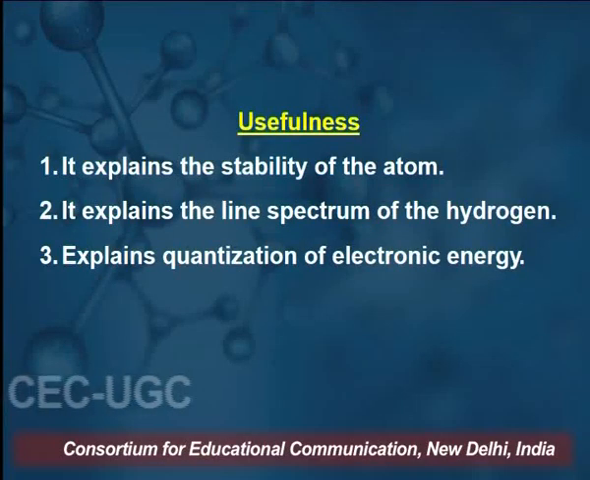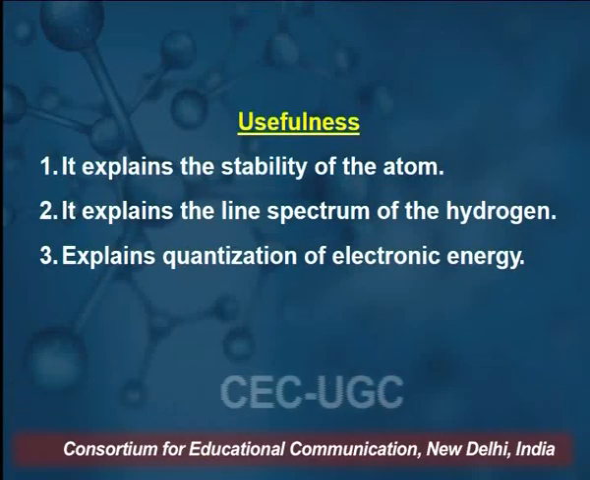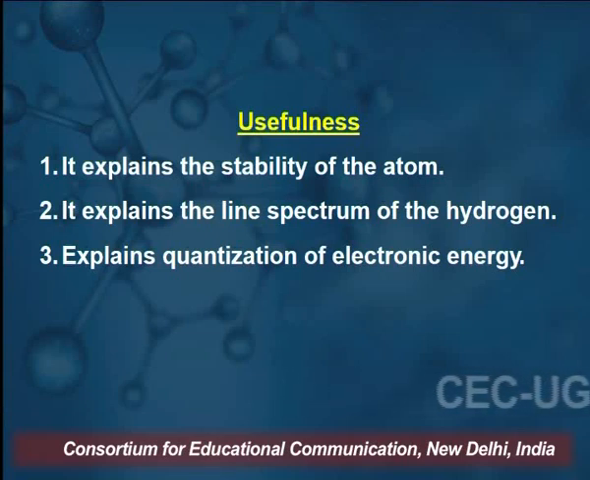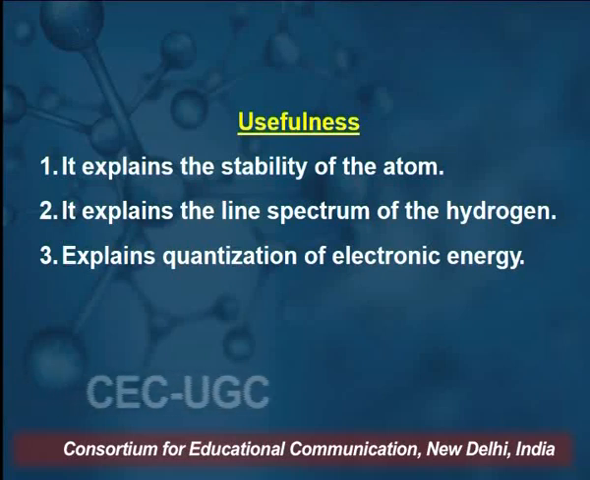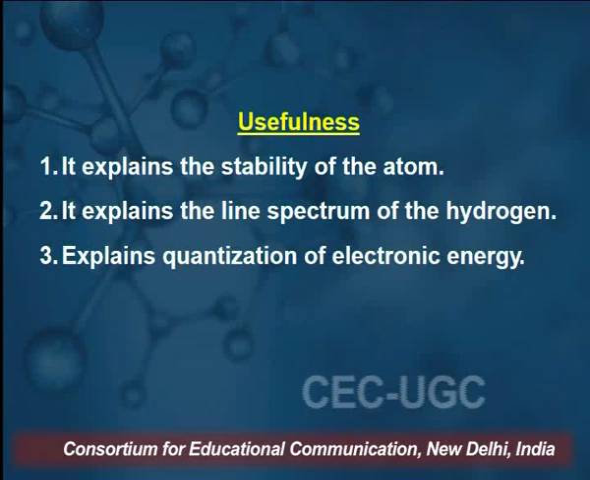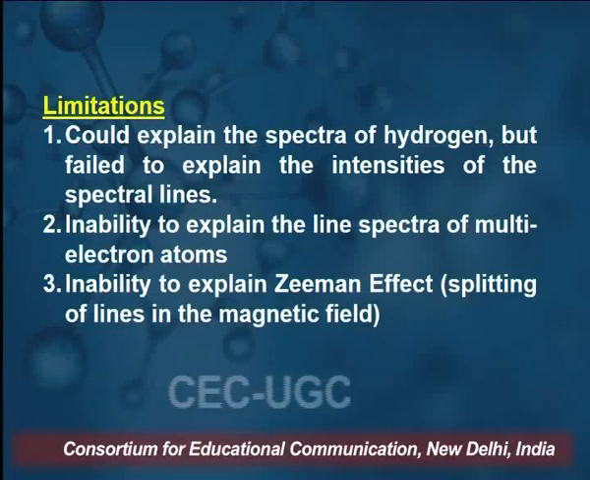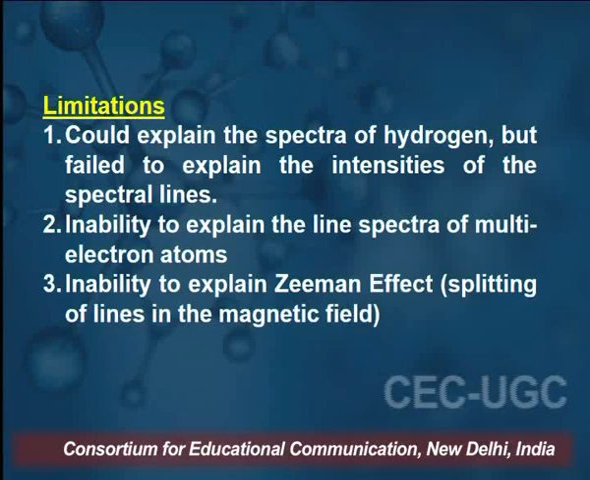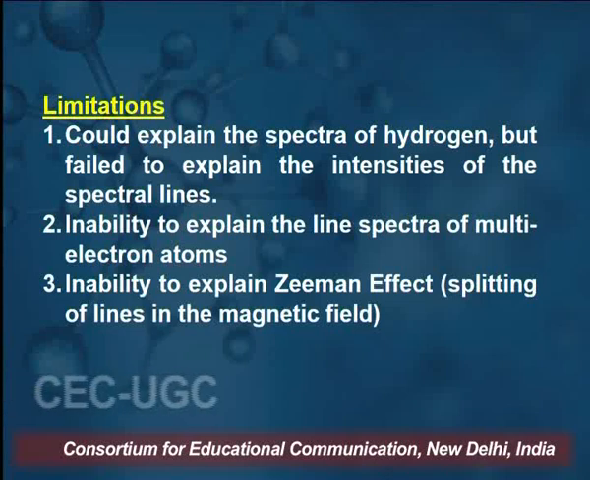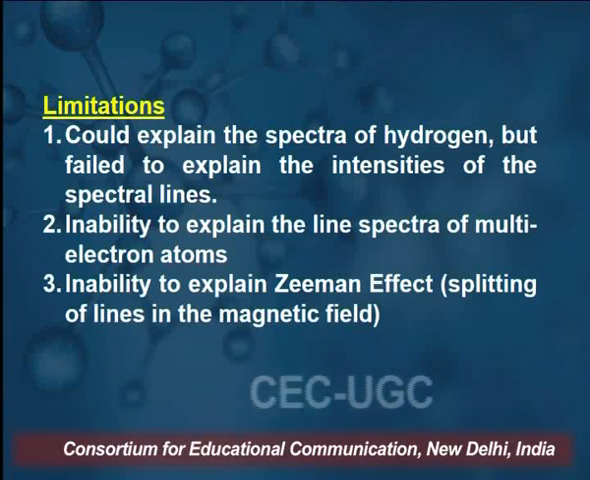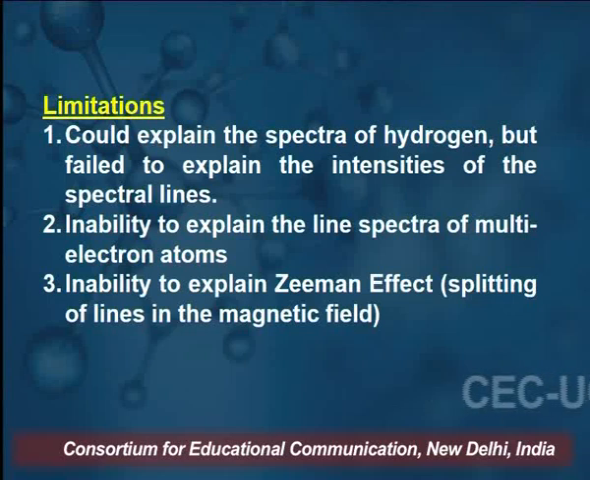The usefulness of Bohr's model was that it could explain the stability of the atom. It explained the line spectrum of hydrogen which we just studied and also explained the quantization of electronic energy. But Bohr's model also had its own share of limitations. It could explain the spectra of hydrogen, but it failed to explain the intensities of the spectral lines. It was also unable to explain the line spectra of multi-electron atoms.